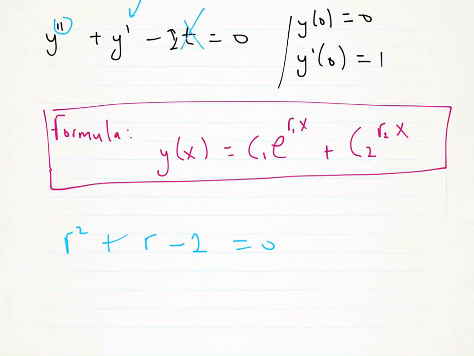And all the questions should be like this. So now we have a quadratic equation. So what do you think we would do? Well, we'll solve it. Right, so r squared plus r minus 2, so that'll give us r is equal to 1 and r is equal to minus 2.